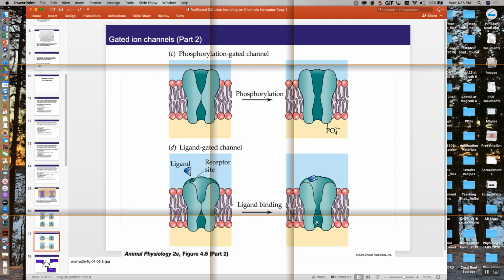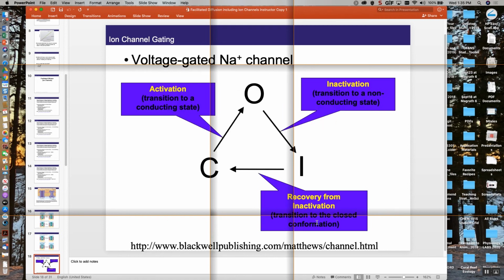All right, let's revisit the voltage-gated sodium channel. Now, the reason why I'm having you go through these different states, this is still called gating, is because when we get to neurons, this is really going to be important to understand. So we're specifically talking about the voltage-gated sodium channels. They have 3 different states. They have a closed state, that's what C means. They have an open state, that's what O means. And they have an inactivated state.